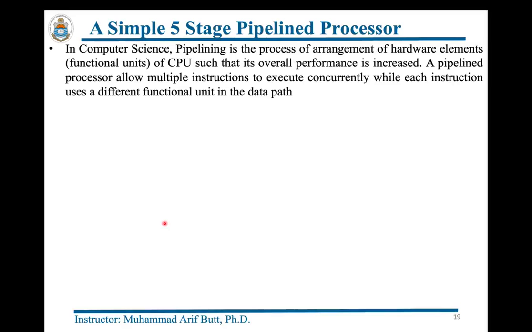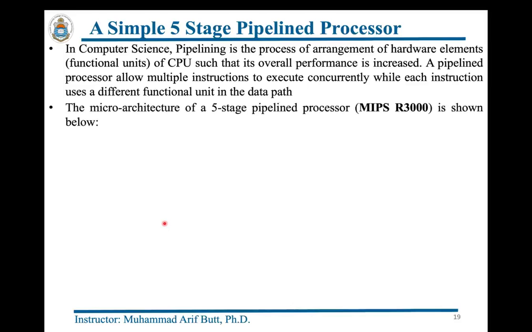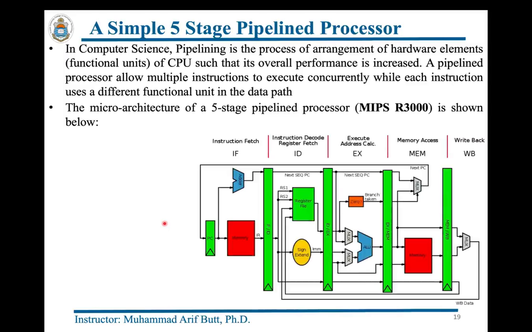Well, dear students, in computer science, pipelining can be defined as the process of arrangement of hardware elements or functional units of CPU such that its overall performance is increased. A pipeline processor allows multiple instructions to execute concurrently, while each instruction uses a different functional unit in the data path. The microarchitecture of a 5-stage pipeline processor MIPS R3000 is shown over here.